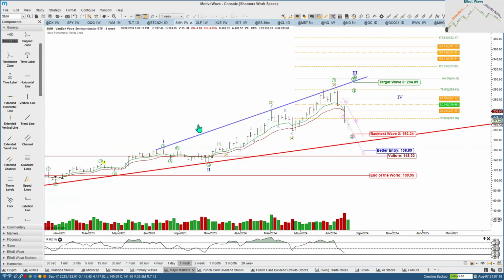Let's look at semi. Right now the count suggests that our back wave 2 is going to about 192. However, on the 4-hour, when I look at my scans, I see an impulse leg lower, maybe down to 158, closer to our vulture price. So that would be your better entry.